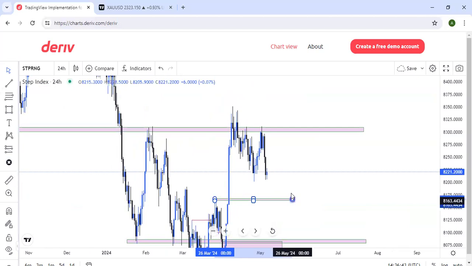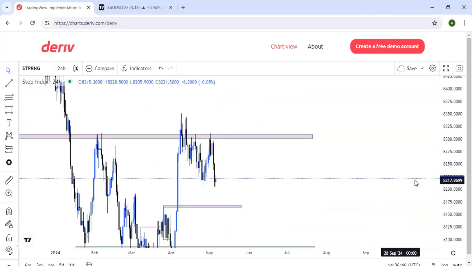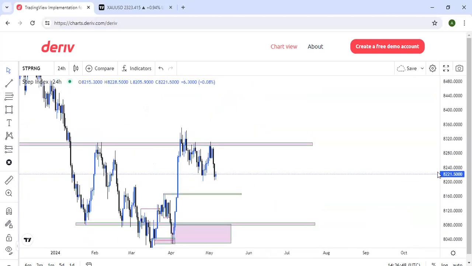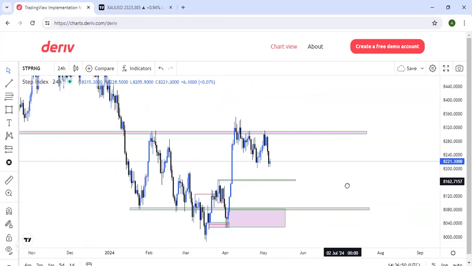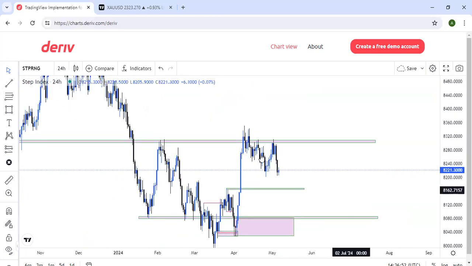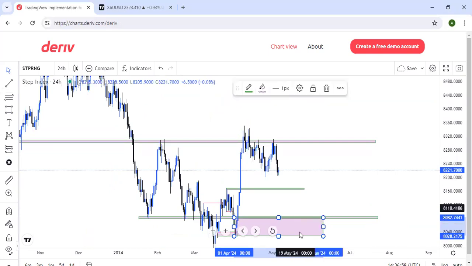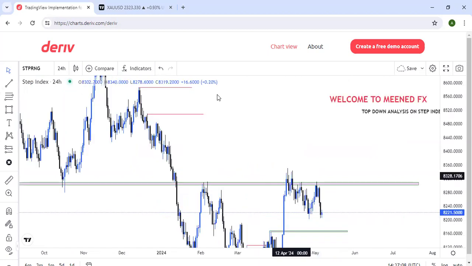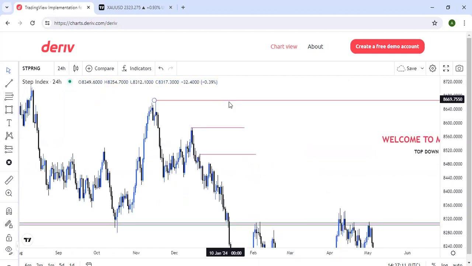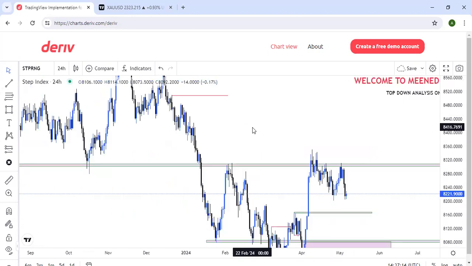All right, so that's it. So this is my top-down analysis on step index. What am I looking out for? I'm looking out for price retracing down into this zone. If price retraces down into this zone, then we wait for confirmation around this lower zone, and then we'll buy to the upside. Right? If there's a confirmation here, then we'll buy to the upside. But where's my high? My high is here. So this is where my high is on daily. So that's the top-down analysis I have to do.